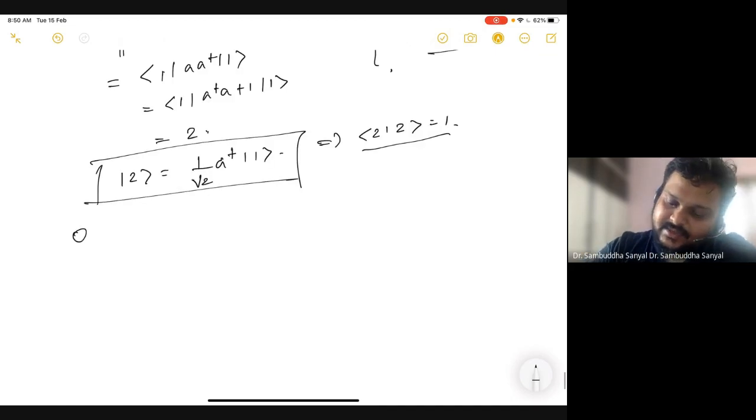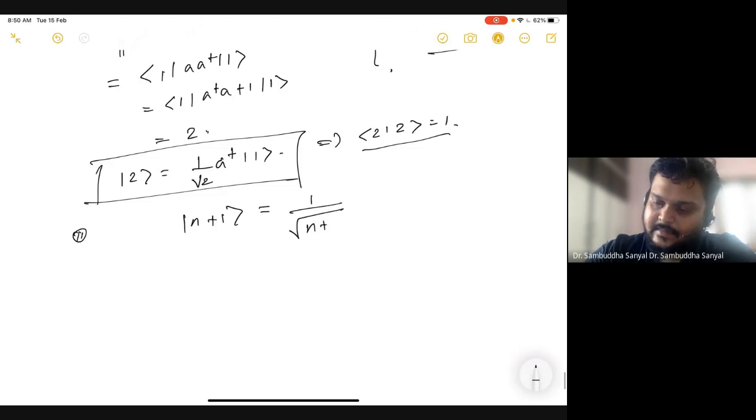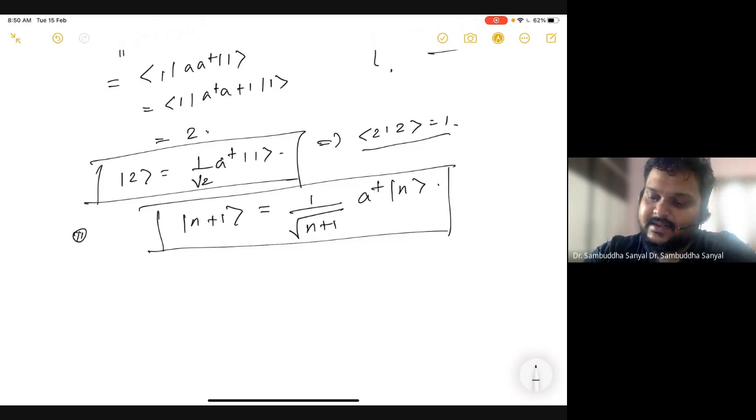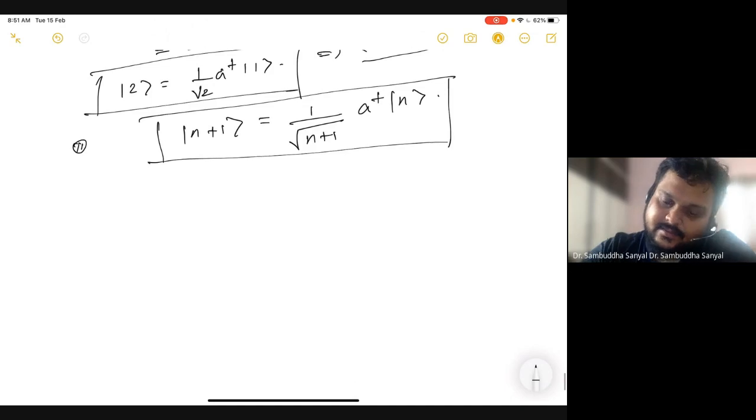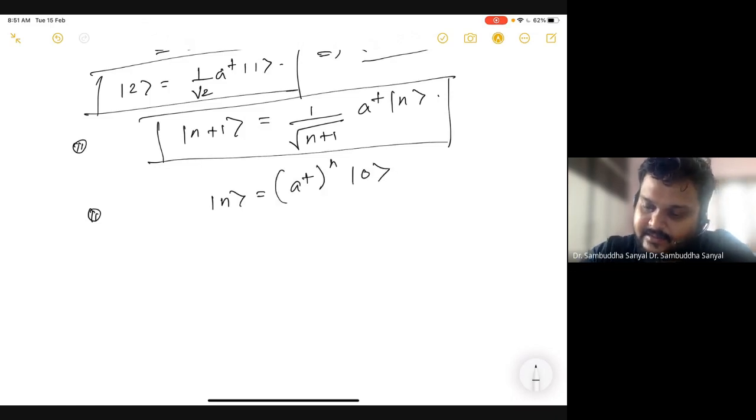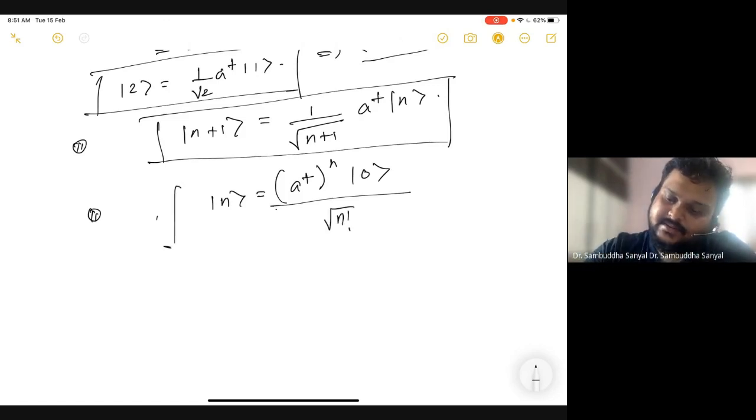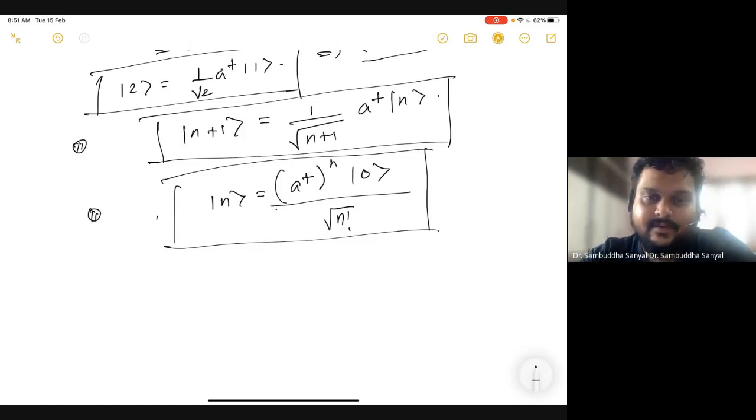Now you can do this exercise and show it. This is not new actually; we have seen all these things already. So this will be my n plus 1 state. How do I get the n plus 1 state from n? That means I can write the nth state as a dagger to the power n acting on 0, divided by square root of n factorial. N times I act on 0 and I reach n. So check these two steps. This is nothing but an iterative formula. Just do it multiple times and you will see this formula emerging.